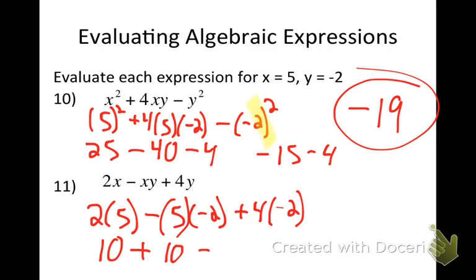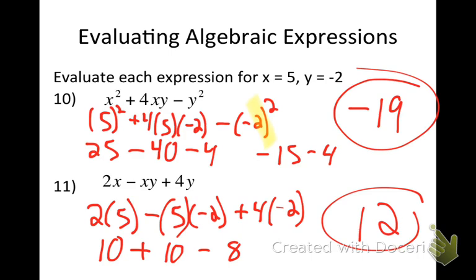Oh, okay, so that's where I went wrong. Minus 8. 10 plus 10 is 20, minus 8, I get a positive 12. Nice job. All right, and again, recognize the positives and negatives, where a lot of students make mistakes with evaluating. There's always something with positives and negatives.